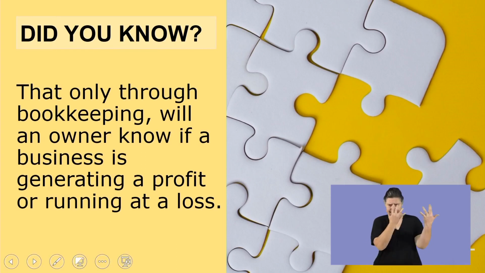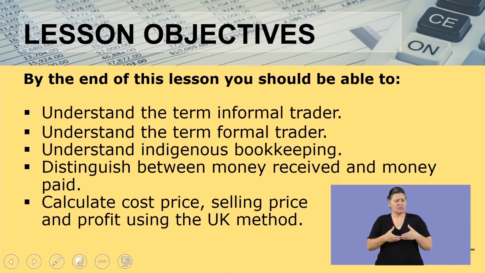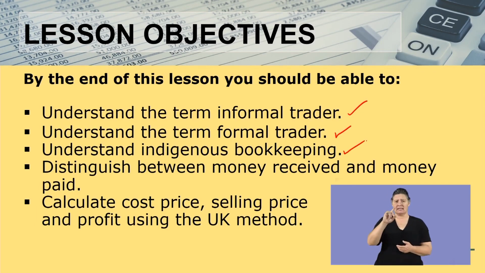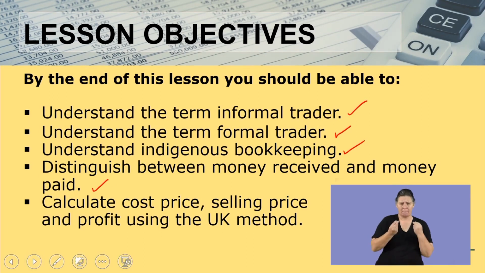Now, in today's class, I'm going to be focusing on these aspects. These are my objectives for today. I'm going to ensure that you understand the term informal trader. I'll also ensure that you understand the term formal trader, and what is indigenous bookkeeping. You should also be able to distinguish between money received and money paid. You should as well be able to calculate the cost price, the selling price, and the profit using the UK method. If you want to know what the UK method is, please stay tuned in today's class.